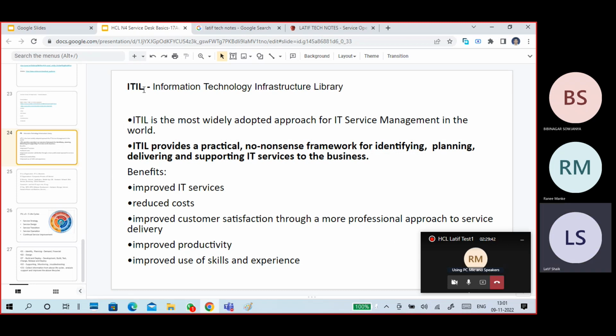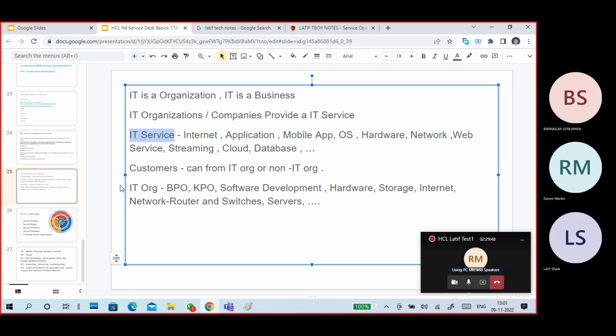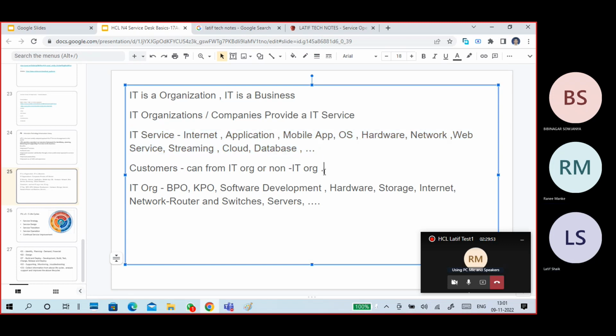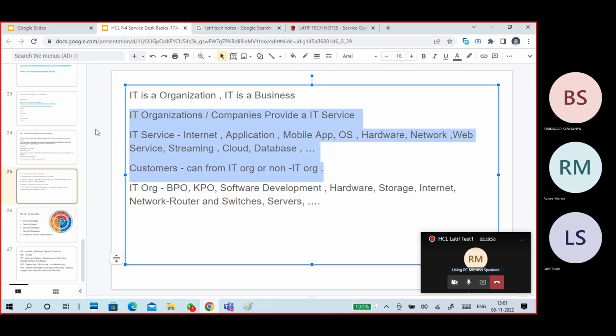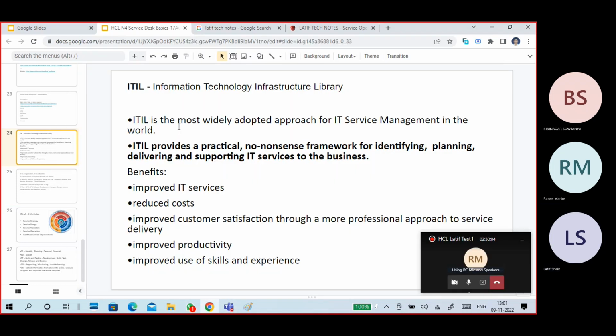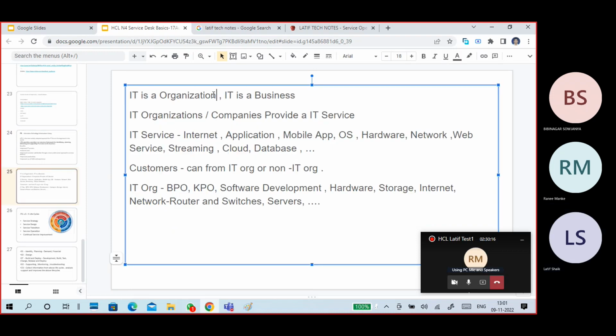Then what is ITIL? Understand now what is IT, IT services. This is important. That's the point. The next one is, what is ITIL? IT means information technology, that we know. Infrastructure Library. Every IT organization maintains that infrastructure library.